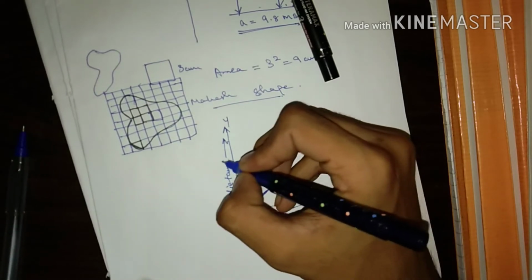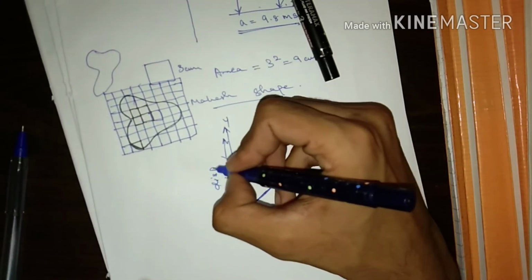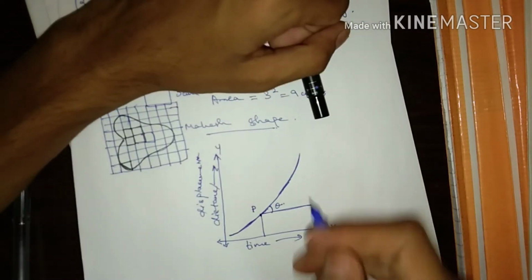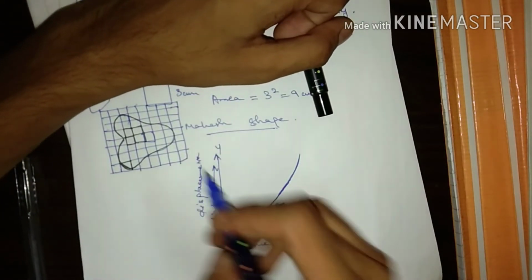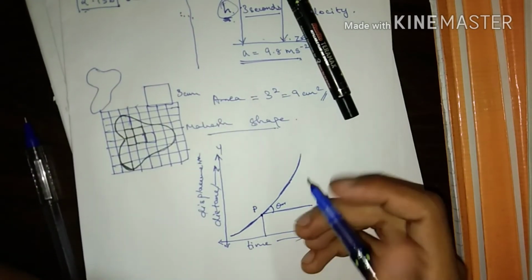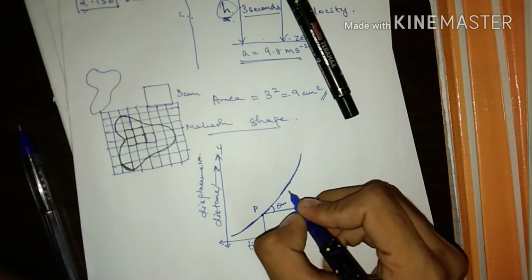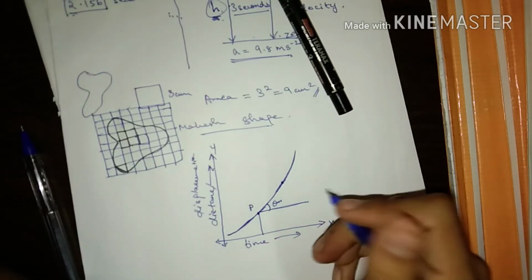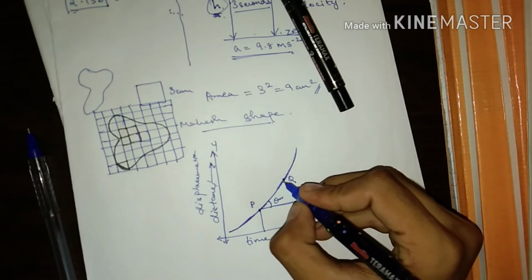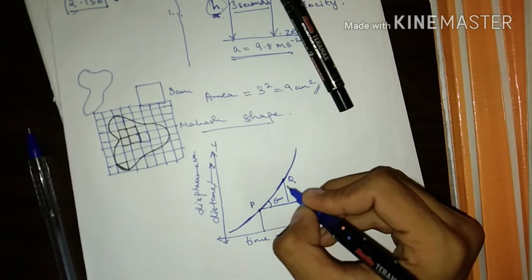Whether it's distance or displacement, speed or velocity, I don't care. Whatever graph it is, the laws are the same. So this is theta. You have the displacement on time graph, which is the velocity graph. Suppose I ask you to find the velocity of the object here at Q. What would you basically do? The velocity would be tan theta.